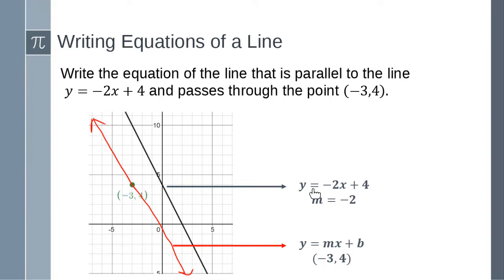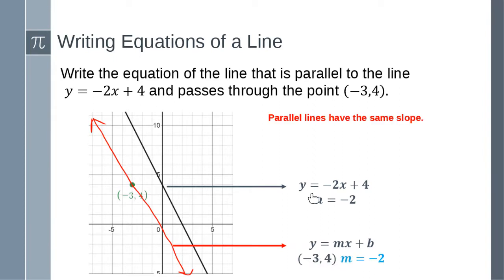We know the equation, and we know that the slope is -2. And for the red line here that we're looking for, all we know so far is that it passes through the point -3, 4. Okay, but parallel lines have the same slope. So that's something that is defined. And so what I can say for the second line now that we're looking for, I can say that m is equal to -2 because this line has a slope of -2.